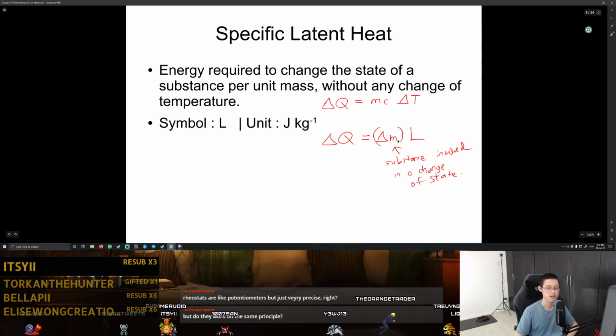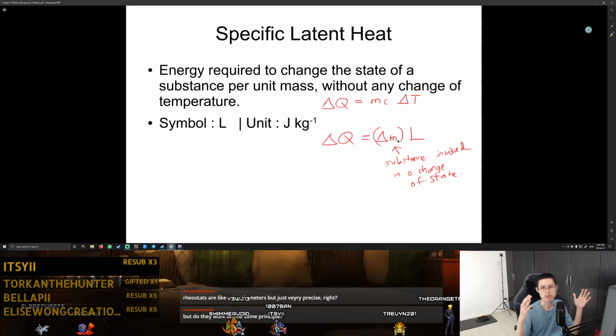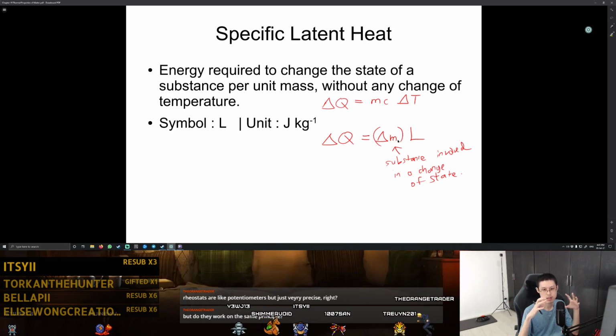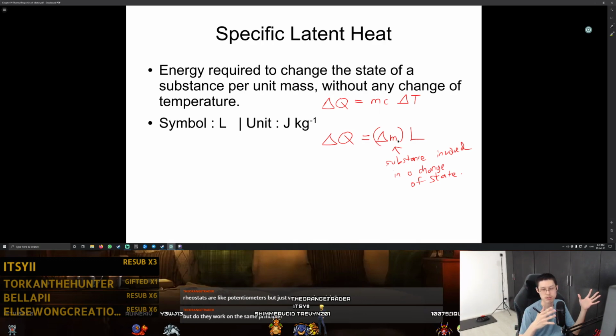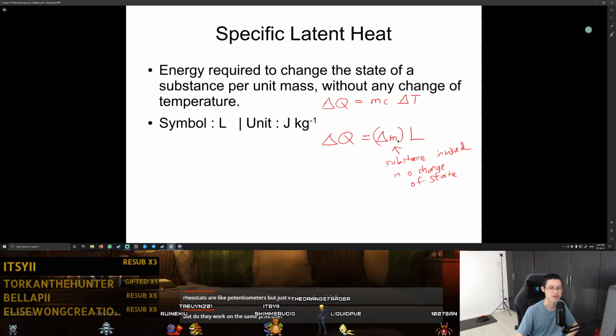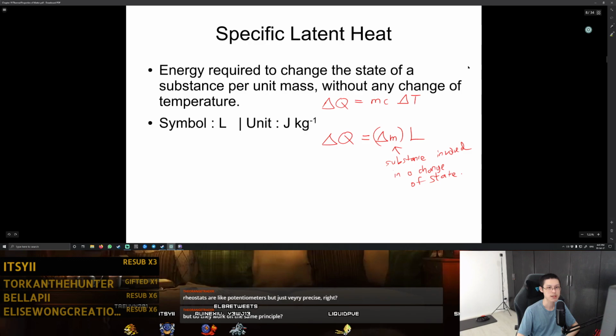So this doesn't necessarily mean liquid to gas. It can also mean solid to liquid, so some ice melting, or maybe solid to gas. What's the term for the phase change from solid to gas again? I remember there's a specific name for it, but I can't remember what it is. For those of you doing chemistry, what was it again?